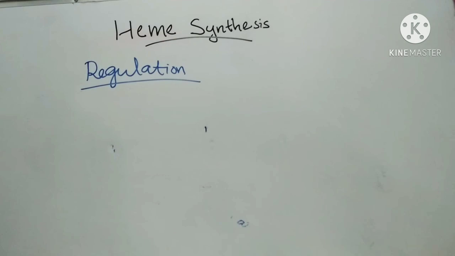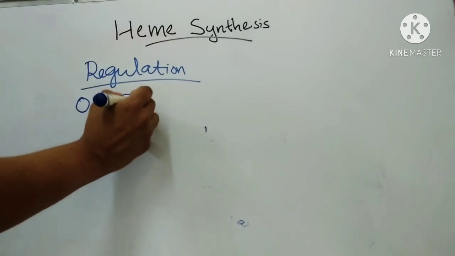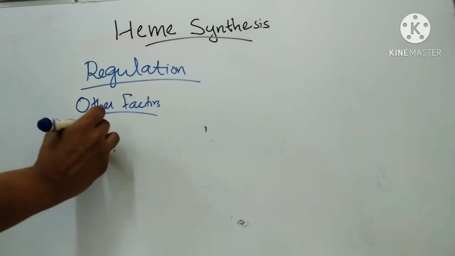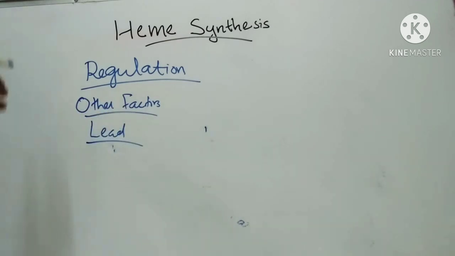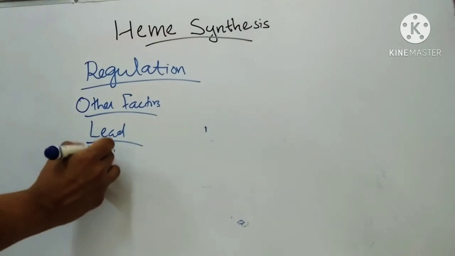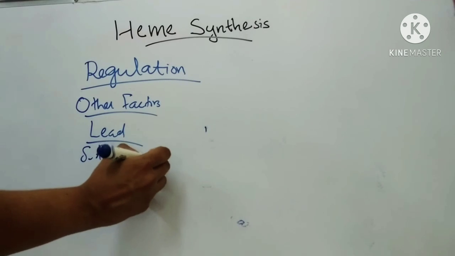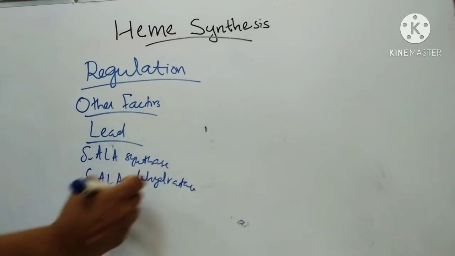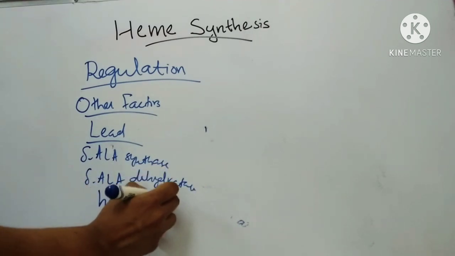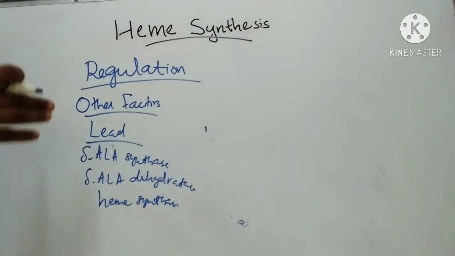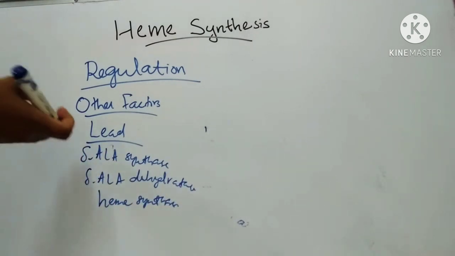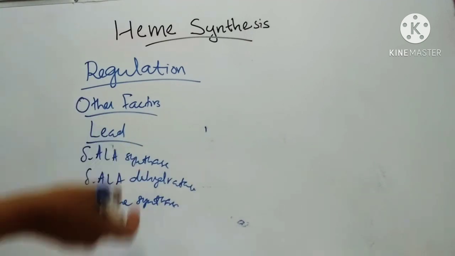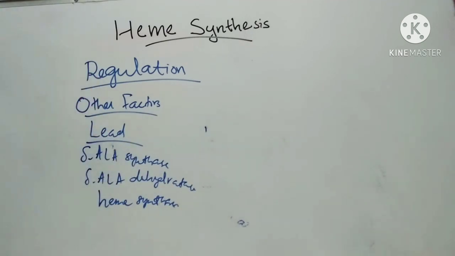Coming to other factors, first one is lead. Lead produces abnormalities in porphyrin metabolism. It inhibits the enzymes delta aminolevulinic acid synthase, delta aminolevulinic acid dehydratase and heme synthase. That is the effect of lead.